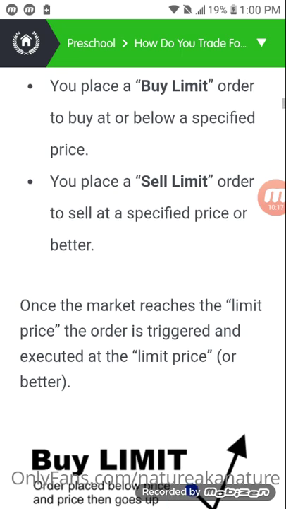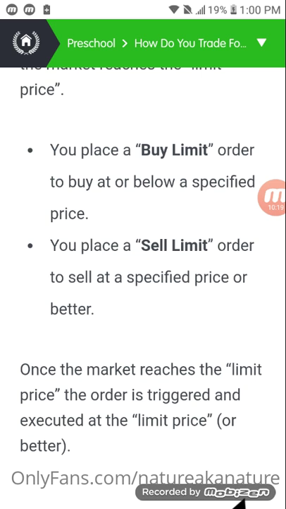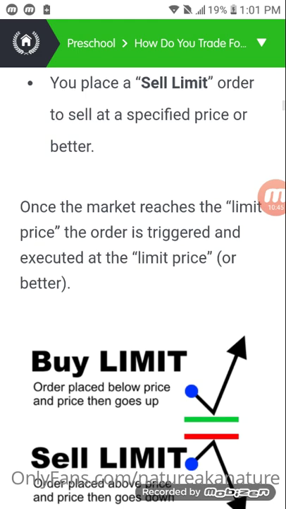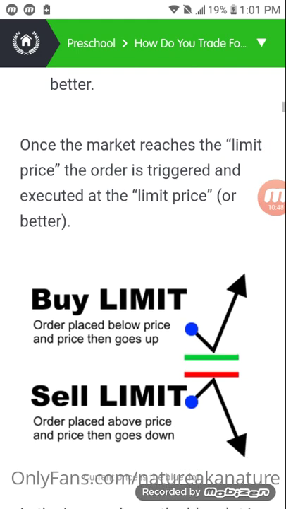So once the market reaches your limit price for the buy or sell limit, this is like a pending order, where you can just put the order in, and once it reaches that price, it will trigger your order and execute at that limit price, whether it's a buy limit or a sell limit, or better. So this is an example of a buy limit and a sell limit.